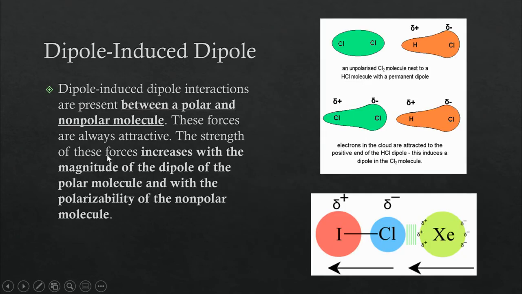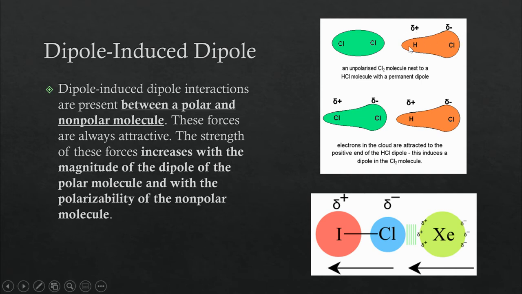So this can cause a dipole-induced dipole interaction. These are present between polar and non-polar molecules. These forces are always attractive. The strength of these forces increases with the magnitude of the dipole of the polar molecule and with the polarizability of the non-polar molecule. So here we have a non-polar molecule, chlorine, Cl2. And a non-polar molecule can have a temporary dipole that's created by a polar molecule.